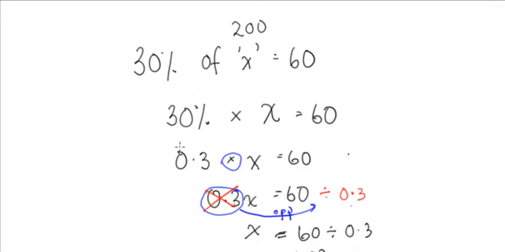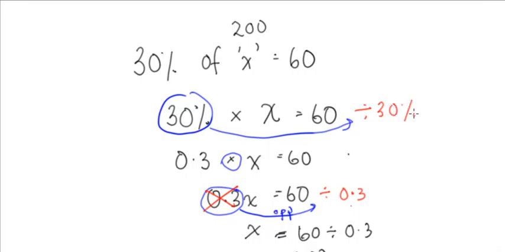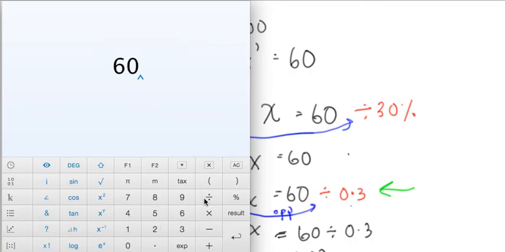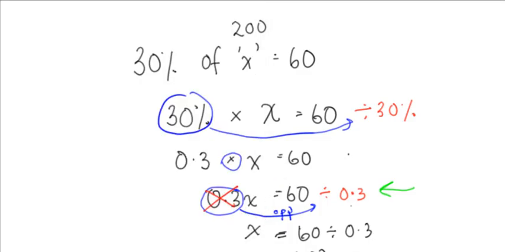Another thing, you could have actually just gone from here and said, oh yeah, 30% times x equals 60. I want to move this term over to this side, and you can actually have just gone 60 divided by 30%, and it would be equivalent to this line over here. So 60 divided by 30%, punch that in the calculator. 60 divided by 30% function is equal to 200. And that is what we got.